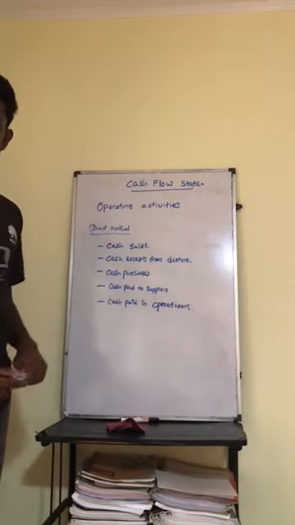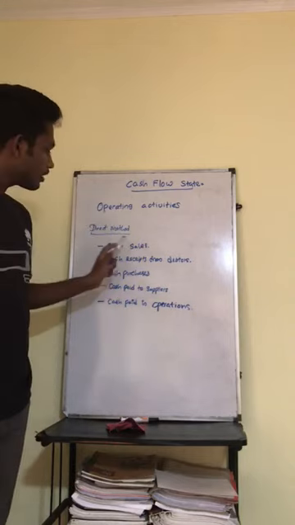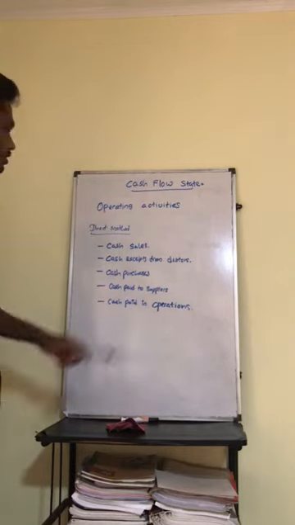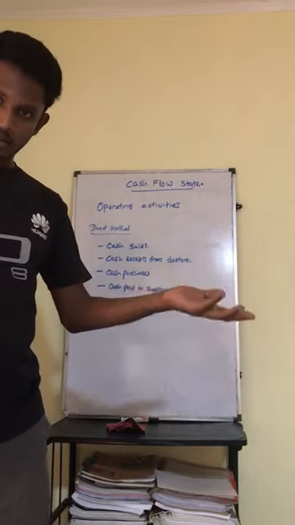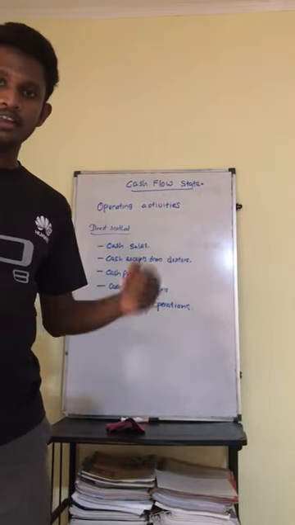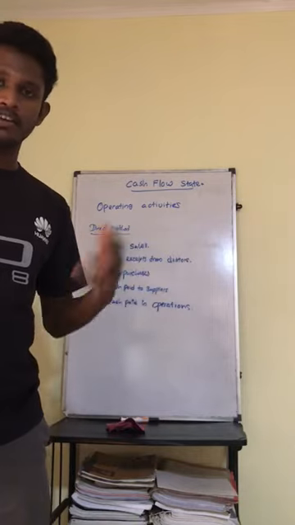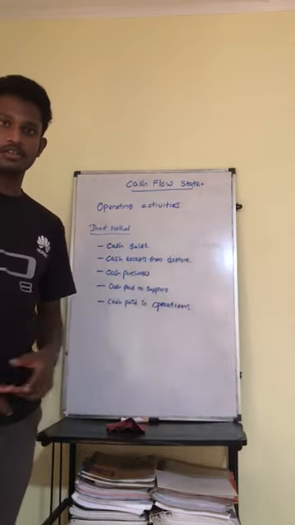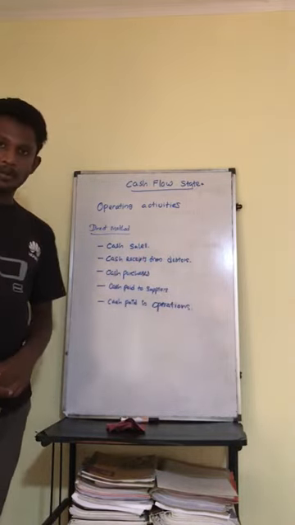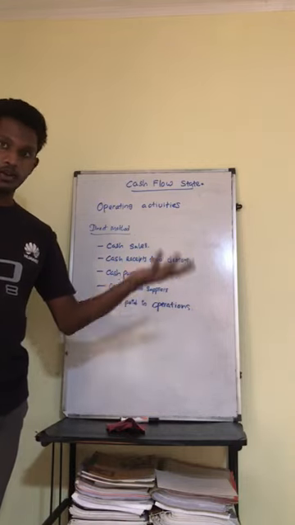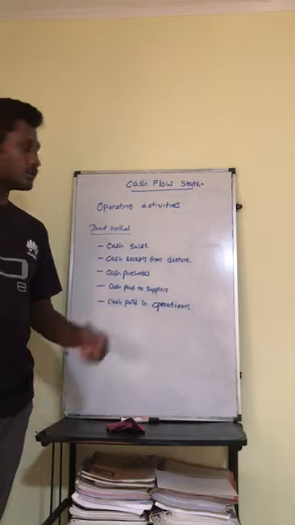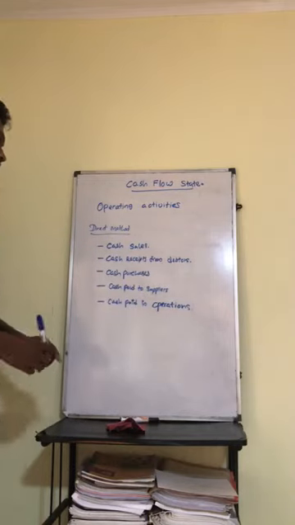So under the direct method, in operating activities, there are 5 transactions. So that is cash sales. That means you receive cash at the time of delivering of goods, at the time of performing the sale transaction. And cash received from debtors. So normally you may sell on credit, so you are receiving money at a future date. So that receipt is coming under this category.